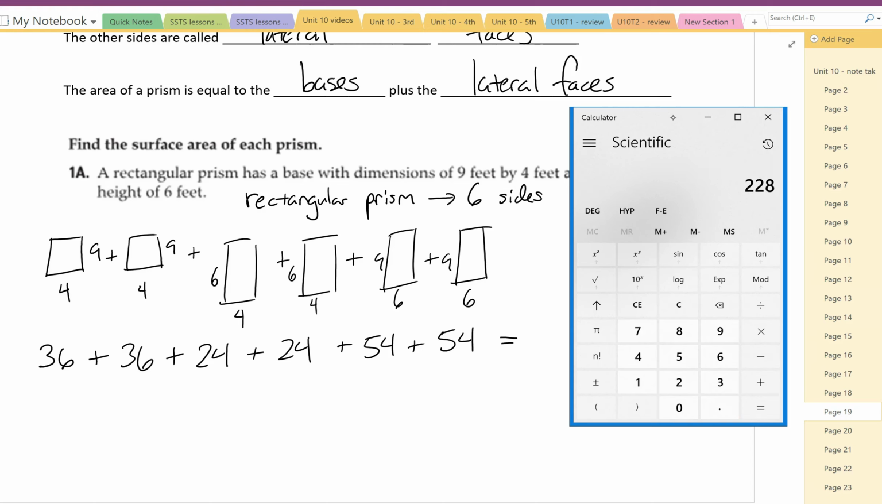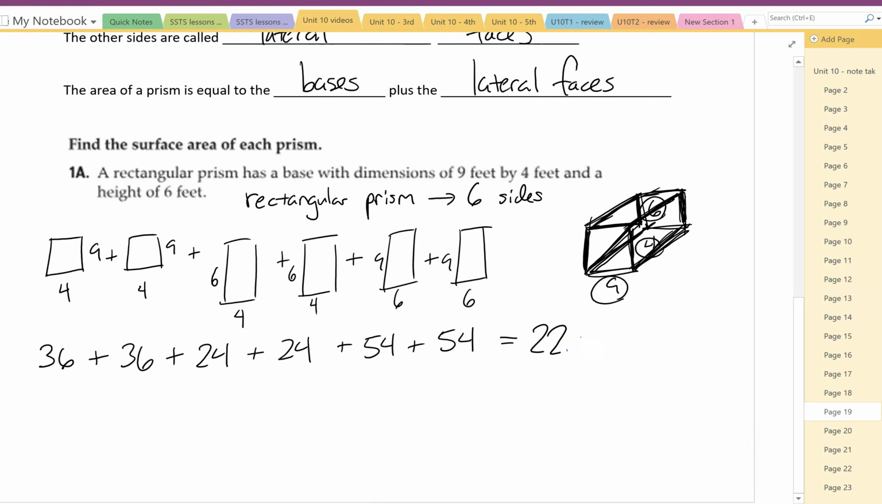So the entire surface area of this rectangular prism is going to be 228, and we're talking feet, so square feet.